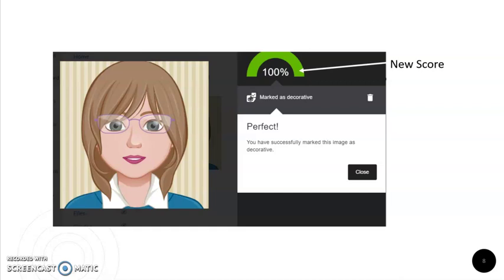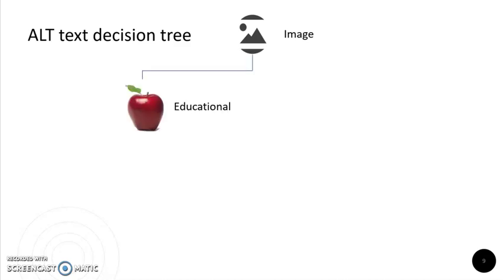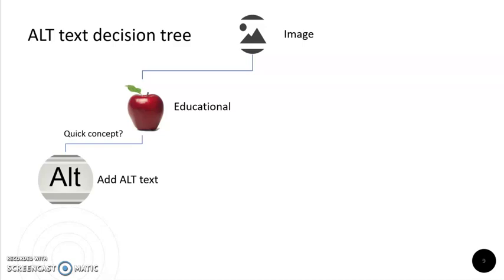So when you're working with images like this one, you have to make a decision. What kind of image is it? So with every image you look at, you ask yourself, is this an educational image? Well, if so, then is it just a quick concept in this image? Then you can just add a couple of sentences to the alt text to explain the educational content in the image. However, it might be a longer concept, like a chart or a graph that has more detailed information.